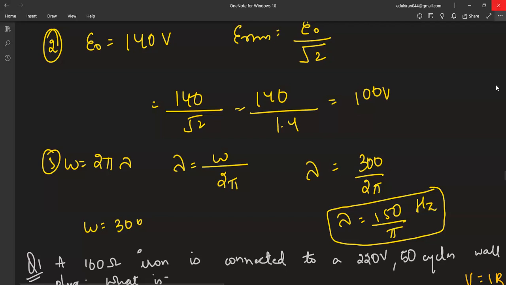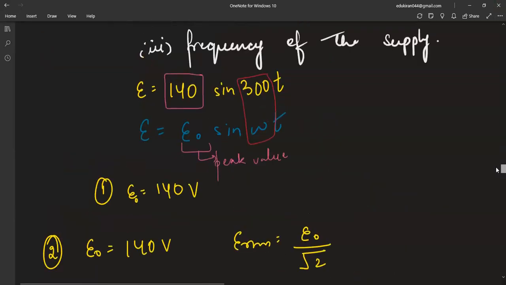That's how you have to solve all the questions. Once we are thorough with the phasors, then I'll discuss. Note down the question and start.